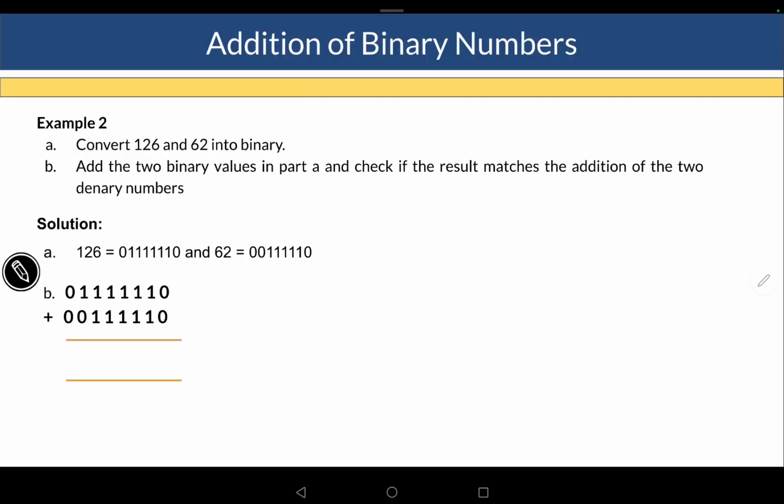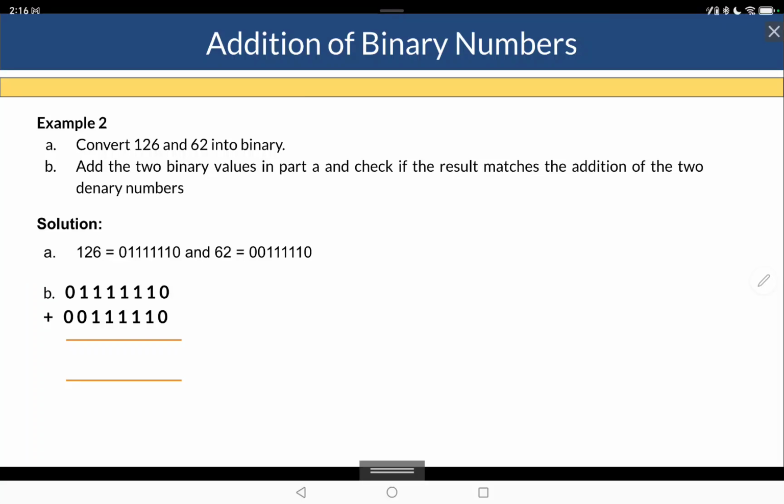Example 2. So we need to convert 126 and 62 into binary. If you don't know how to do the conversion, you can refer to the number system part 1 video. So now we have these binary digits and we need to do the addition. Okay, let's go. 0 plus 0 is 0.